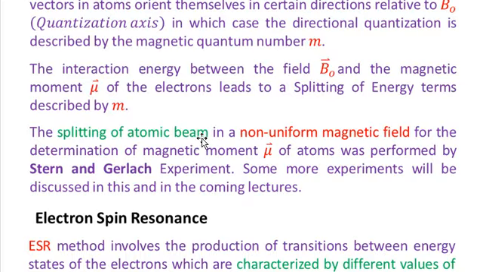The splitting of an atomic beam in a non-uniform magnetic field for the determination of the magnetic moment mu of the atoms was performed in the Stern-Gerlach experiment, and this experiment is what we have discussed in one of the previous slides. Some more experiments will be discussed in this and in the coming lectures.